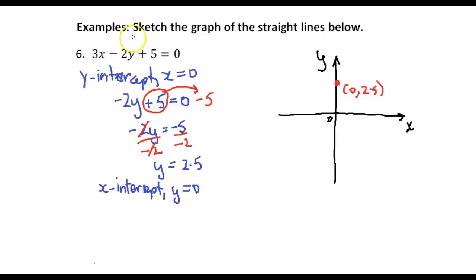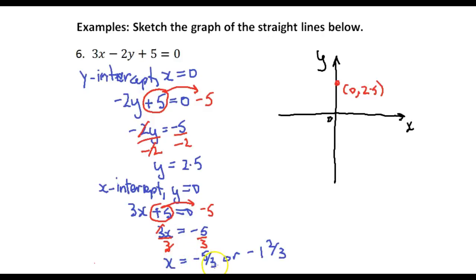For the x-intercept, set y equal to 0, so this minus 2y term becomes 0, leaving 3x plus 5 equals 0. Change the side, change the sign, and to get x by itself we divide everything by 3. That gives us an x-intercept of negative 5/3 or negative 1 2/3. Let's mark that on our graph and draw in our straight line and label it with its rule.